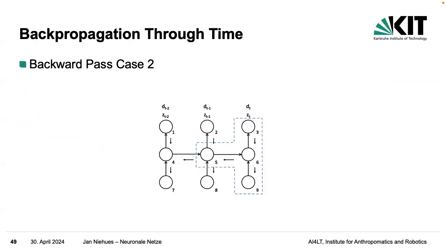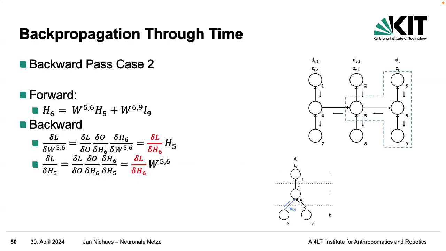Then there's something a bit more complicated. One question is what to do within the RNN. We not only have to calculate the way down, but we also have to calculate this derivation between 5 and 6. On the one hand, we again want to calculate the derivation with respect to weight W56, and also with respect to H5. We can see how we calculate our hidden state there: H6 is W56 times H5 plus W69 times I9.